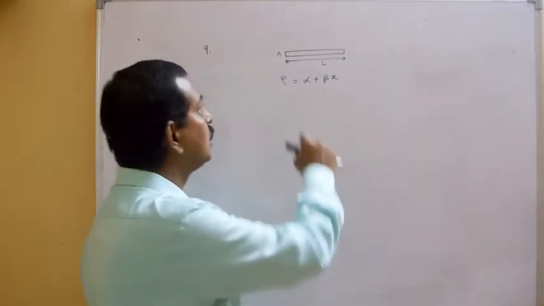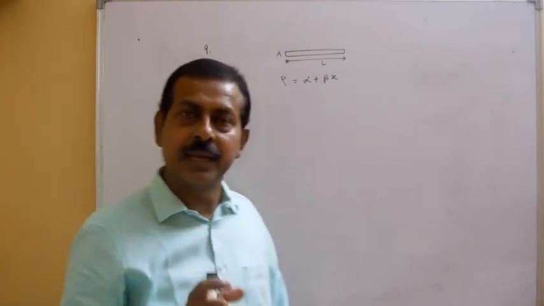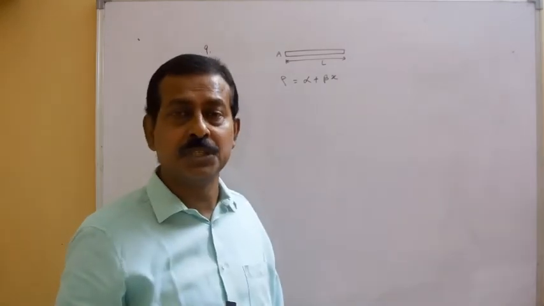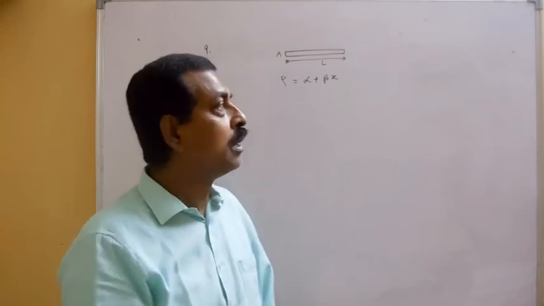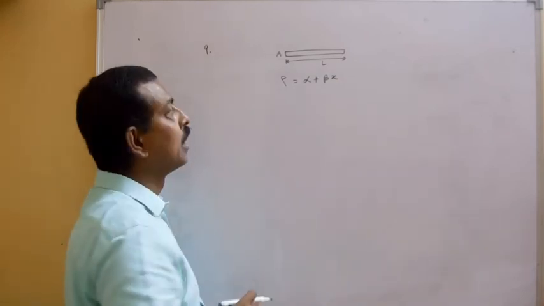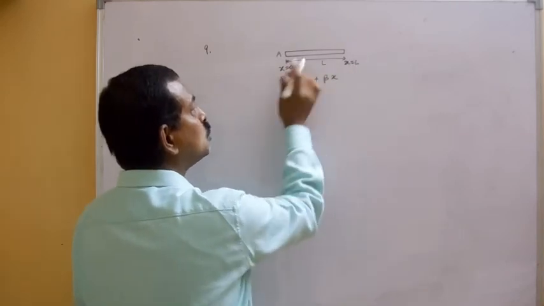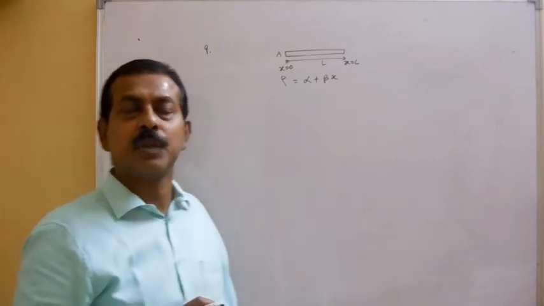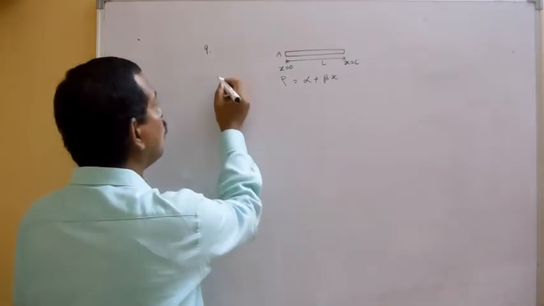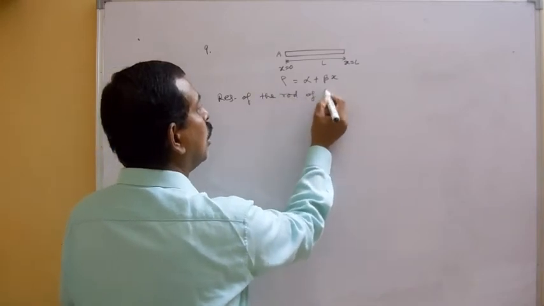You have been given a rod of cross-sectional area A and length L. But it's given that the resistivity of this changes with distance as rho equals alpha plus beta x. x will be the distance from one end. Suppose I take this as 0 and this as L. So it is varying like this. You have to find the resistance of this rod of length L.